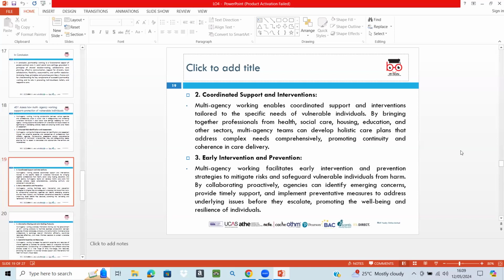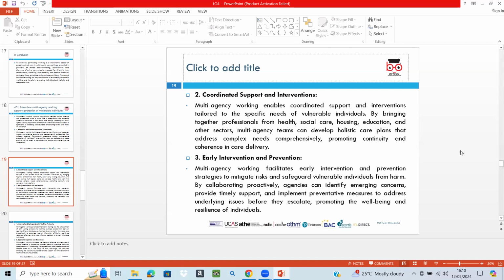We have this slide. Right. So we have to discuss coordinated support and intervention and early intervention and prevention. Right, so multi-agency working enables coordinated support and tailored intervention for vulnerable individuals in adult social care.